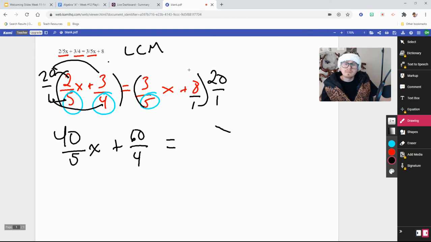I think I said that as a double negative. I did. You're welcome. So the left-hand side's good. Right-hand side, we distribute. 3 times 20 is 60. 1 times 5 is 5.